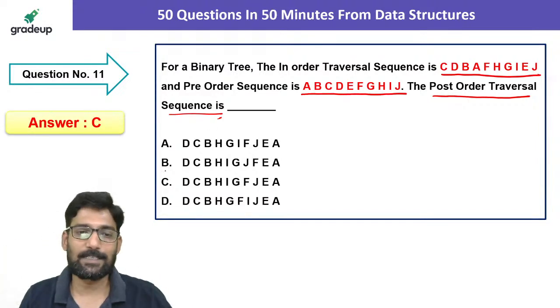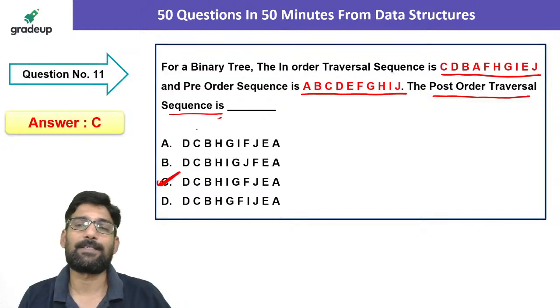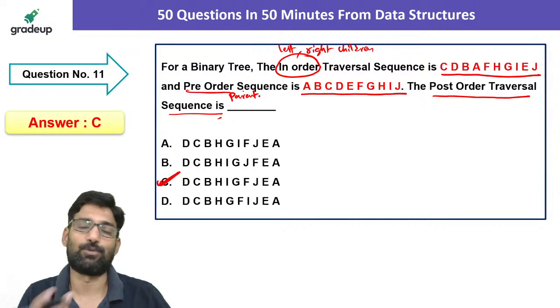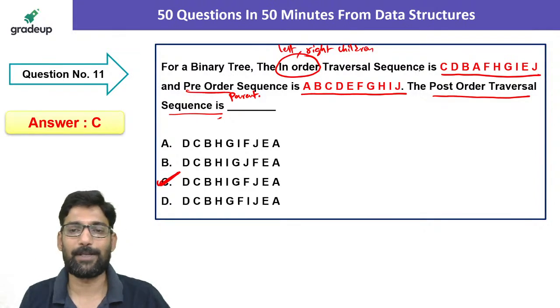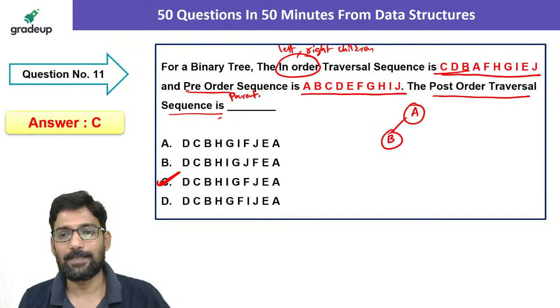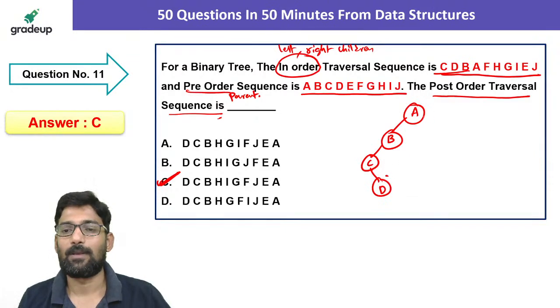Yes, the right answer is option C. Always remember, in-order traversal sequence is to find left and right children. Pre-order or post-order we will use to identify the parent node or root node. So according to pre-order, A is the root. When A is the root, DBC will be left. In DBC, B is on the first. Now DC on the left. In DC, C is on the top. Now D is the right child.